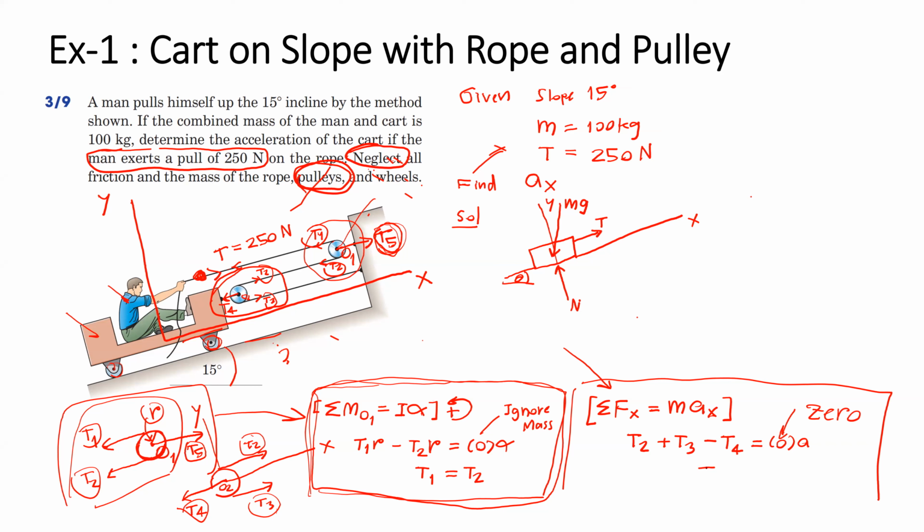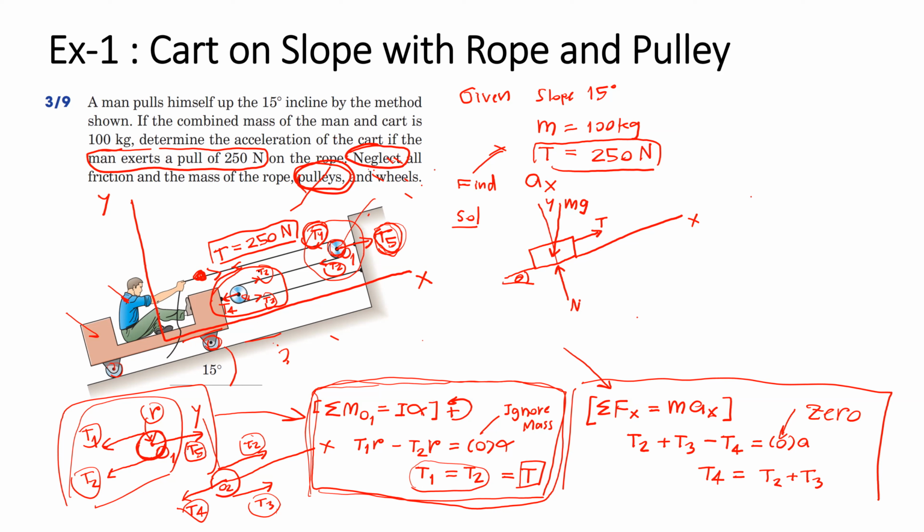So what we get here, we just know that T4 is equal to T2 plus T3. But if you check here, we have T that we know. T is provided by the problem, 250 Newton. T is equal to T1, right? It's on the same rope. And when we ignore the mass of the pulley, we know that T1 is equal to T2. So T1 and T2 are equal to T, the tension T.